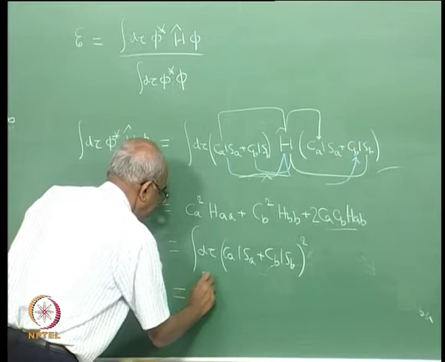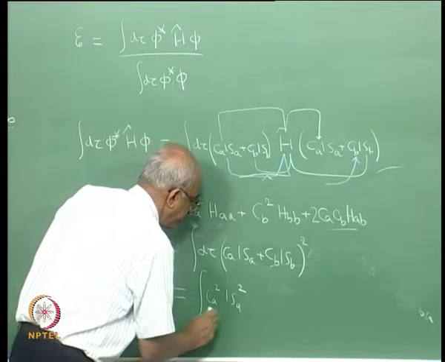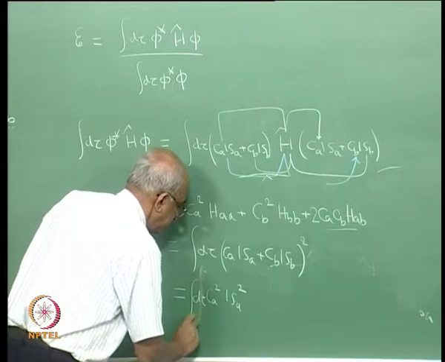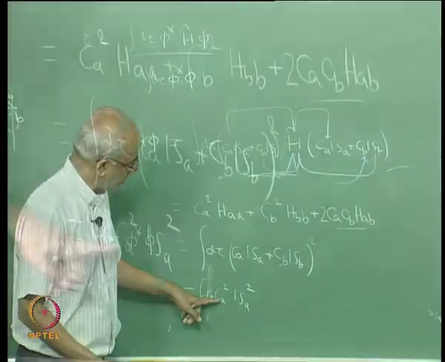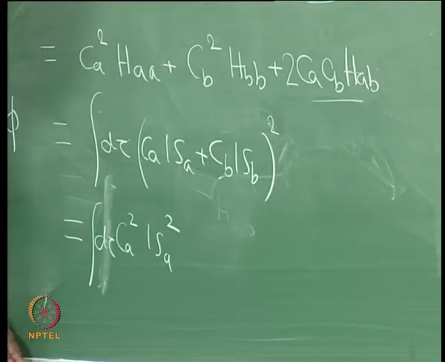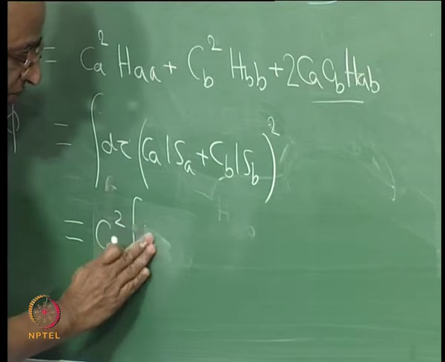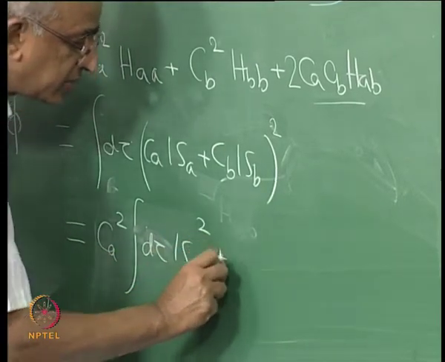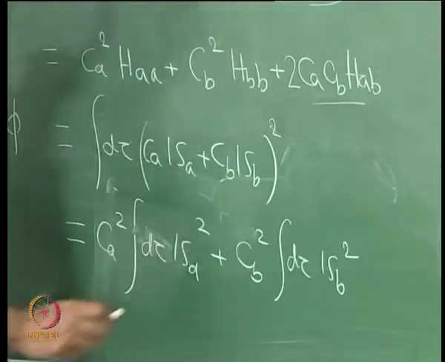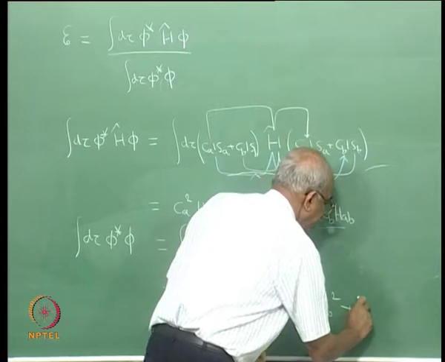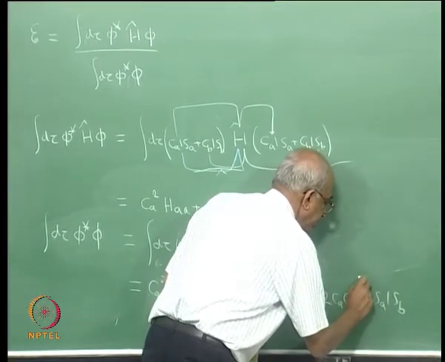Now, if you evaluated this by taking the square, what is going to happen is the first term will be Ca square 1s A square dτ, okay. That will be the first term when you evaluate this after taking the square. But in here what will happen, you can take this Ca square outside the integral sign. So, therefore, I can write this as Ca square integral 1s A square dτ plus Cb square integral dτ 1s B square plus, when you take the square, you will get a term like 2 Ca Cb multiplied by 1s A 1s B dτ integrated over the entire space.